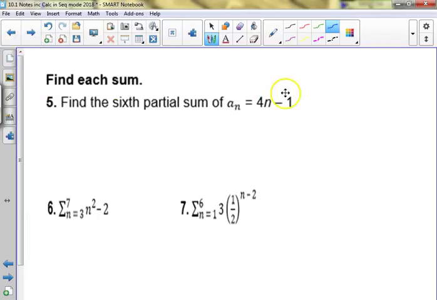Find the 6th term of partial sum here. You would have to put in and find all 6 terms and add them up. You can type these on your calculator. Be very careful on your calculator. This one will generate an extra parenthesis here, and you want to put all this inside those parentheses.